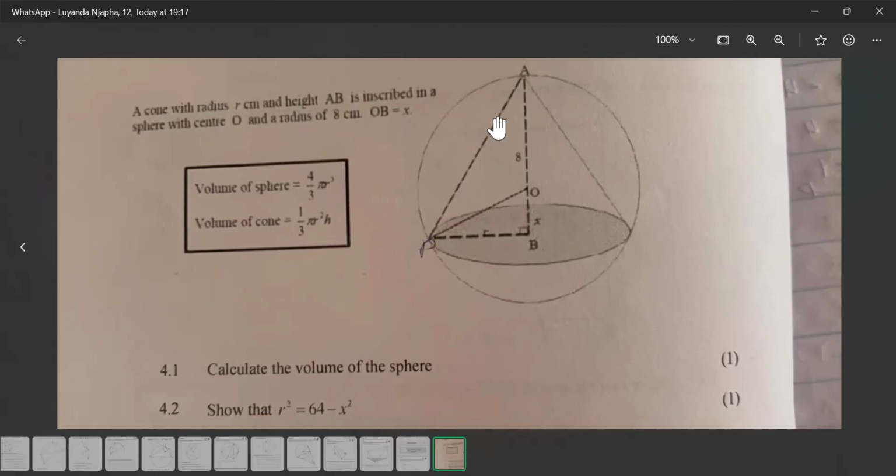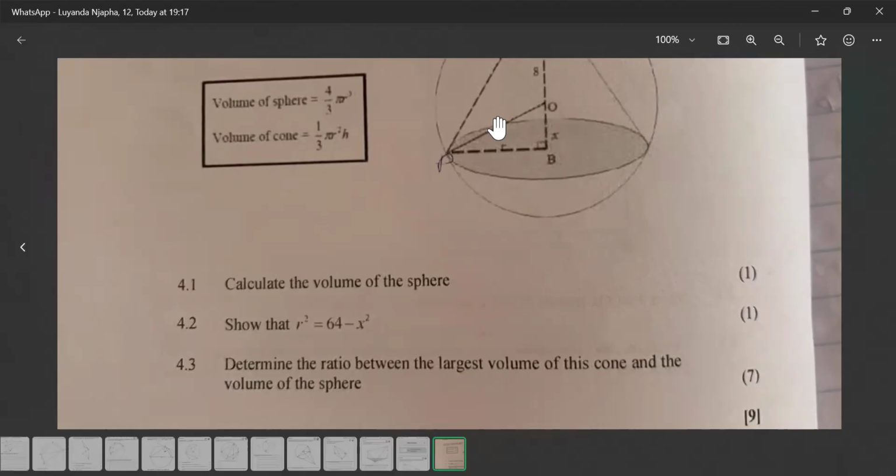Okay, sir. So a cone with a radius r centimeters and a height AB is inscribed in a sphere with center O and a radius of 8 centimeters. So 8 centimeters is the radius of the sphere. Then they say the length of OB is X. They give you the volume of a sphere and the volume of a cone. And then they say, please find the volume of the sphere and also show that r squared is 64 minus x squared. Okay, let's quickly deal with those.